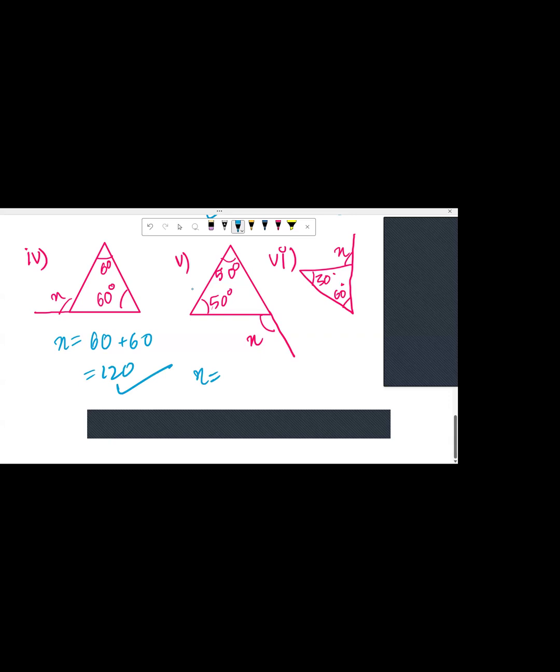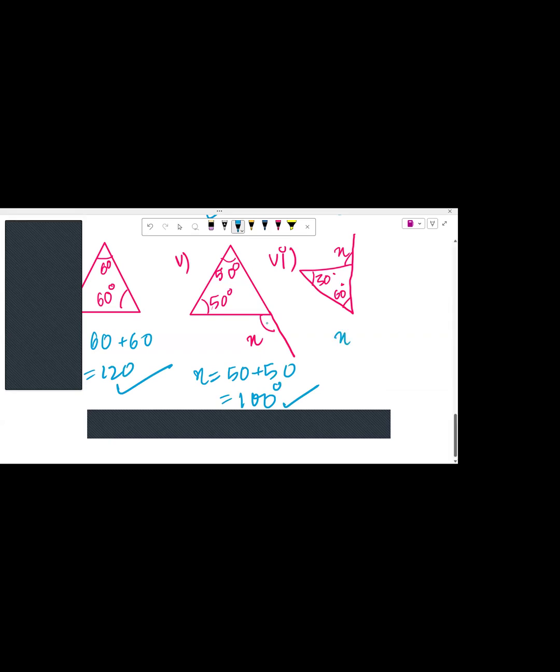Next, X is equal to 50 plus 50, yeah, 100 degree. Correct? Next, then 30 degree plus 60 degree. X is equal to 90 degree. Okay, very good. So I'll give the last few questions.